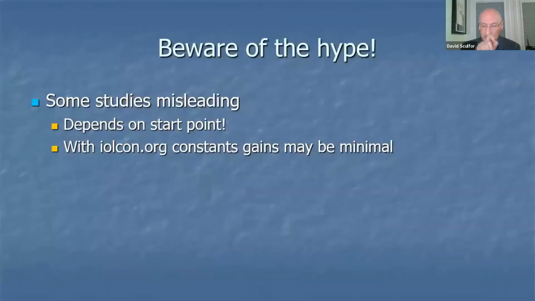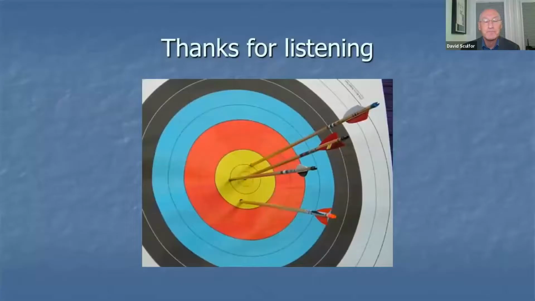So do beware of the hype. There are a number of studies. Rob Johnson's group in Gloucester did a big study where they found you could really get some huge improvements, but they actually started off using the constants on the lens packet for ultrasound biometry and applied them to optical biometry. So of course they got some good improvements, but in fact if you do the exercise using the IOLcon.org constants, you'll find the gains really are minimal and arguably clinically insignificant.